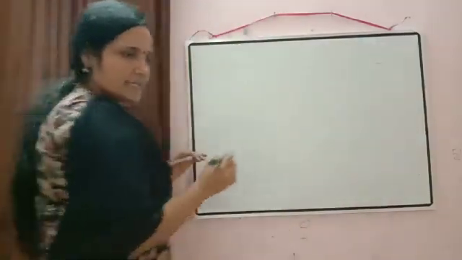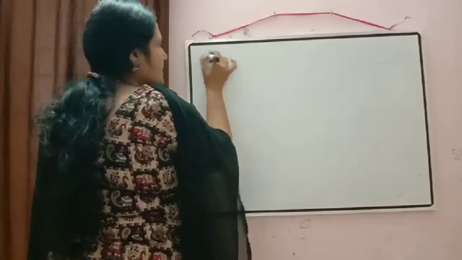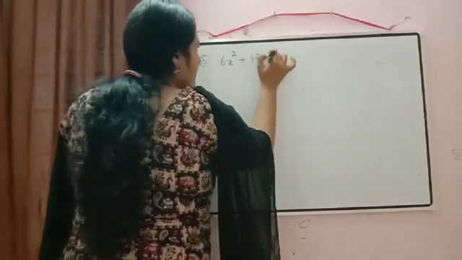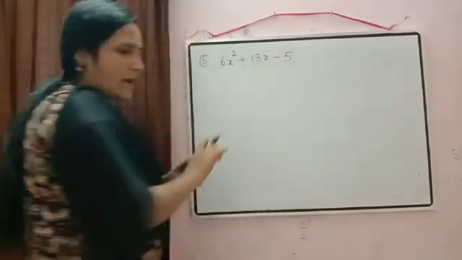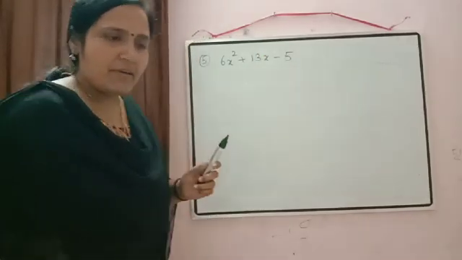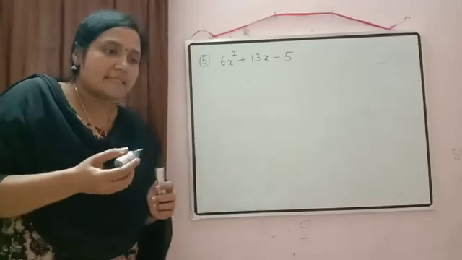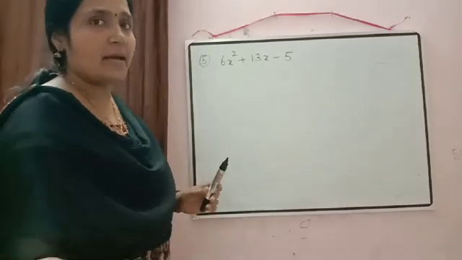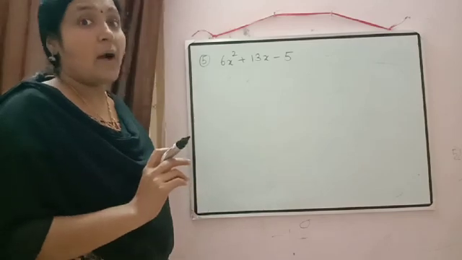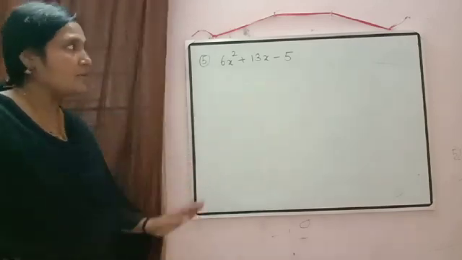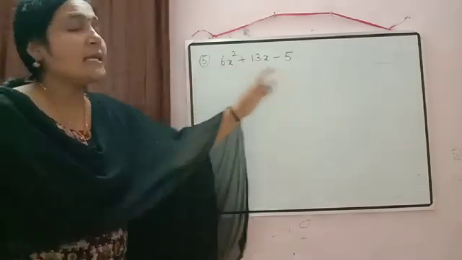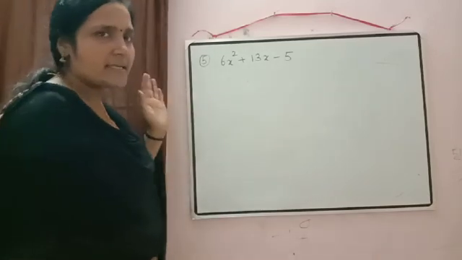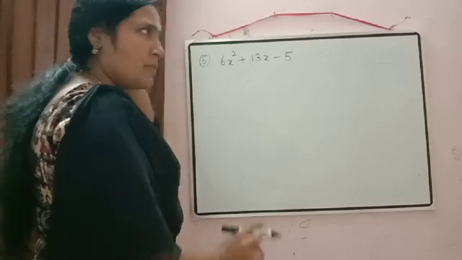The next question is 6x square plus 13x minus 5. 6x square plus 13x minus 5. Now previously, what were the questions we discussed? In all the questions, the coefficient of x square was equal to 1. Now here the coefficient of x square is not equal to 1. So what do we have to do here? Factorization by splitting the middle term only.